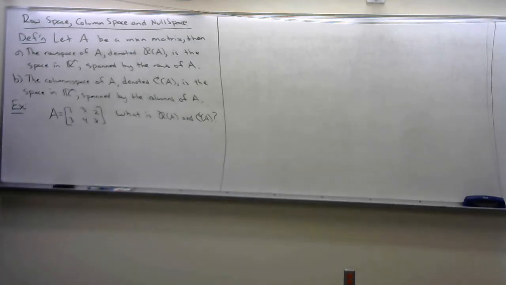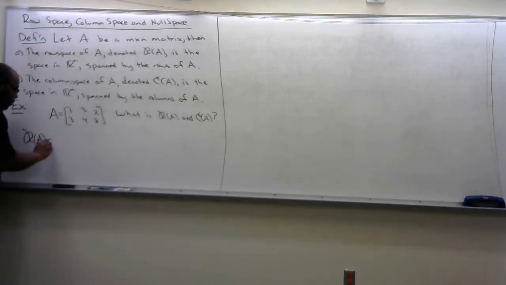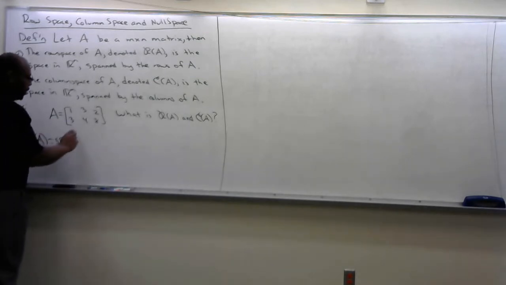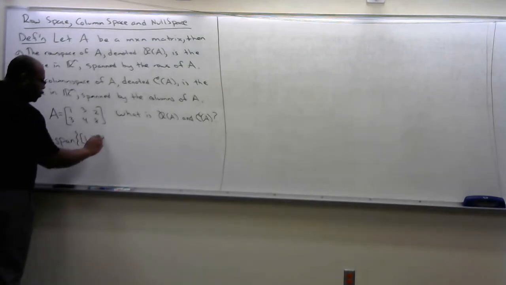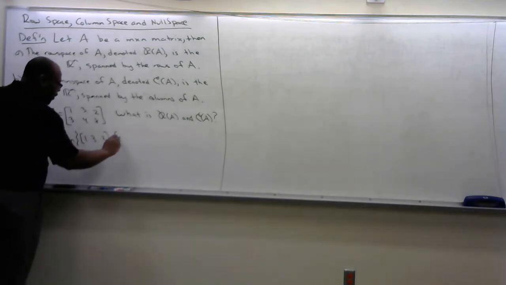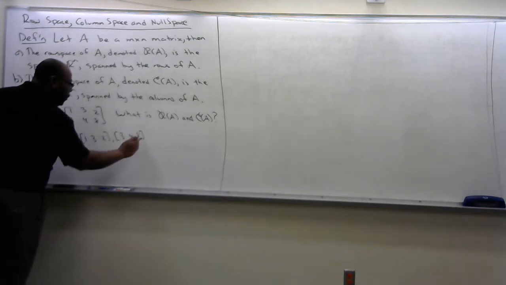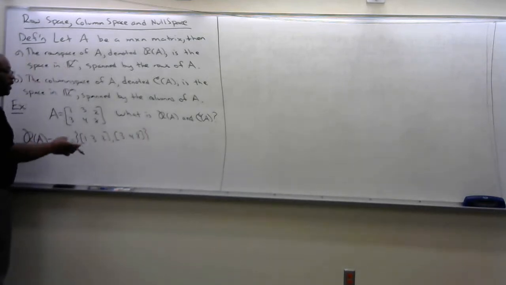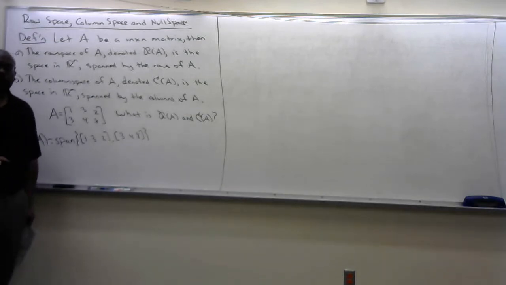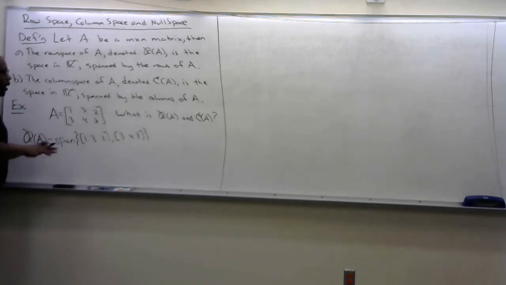So if we look at the first one, the row space of A, remember, again, it's going to be the span of all of the rows of A. So in this case, I'm going to write this going horizontally: 1, 3, 2 and 3, 4, 8. And by the way, if you want to write these vectors vertically, you can. It doesn't matter if you write these vectors vertically or horizontally.